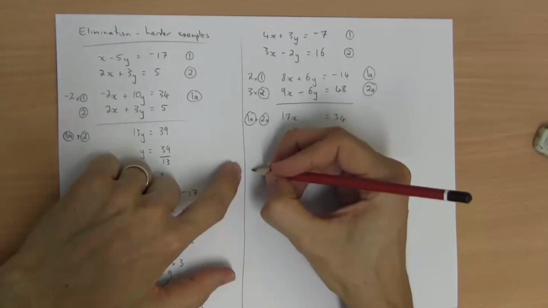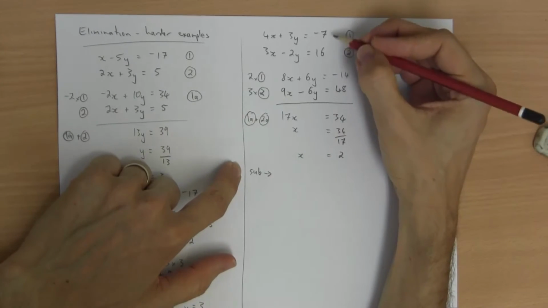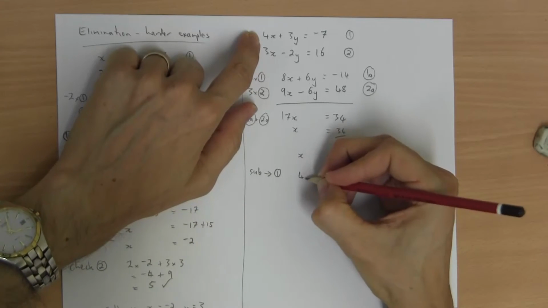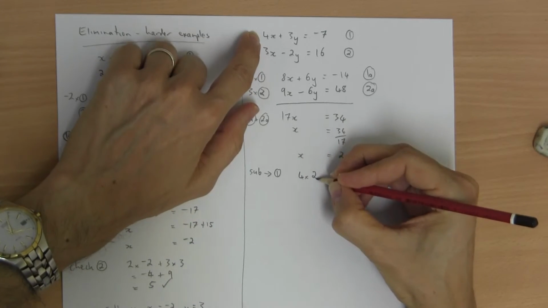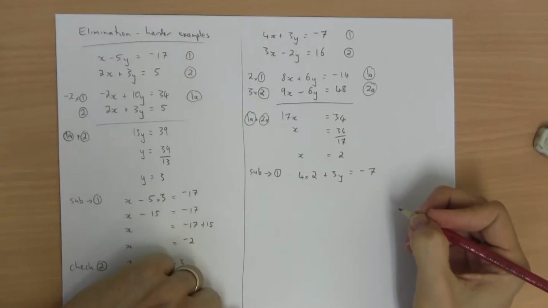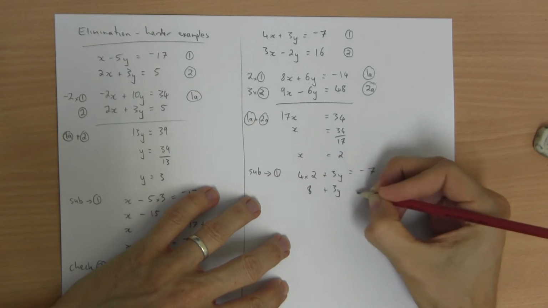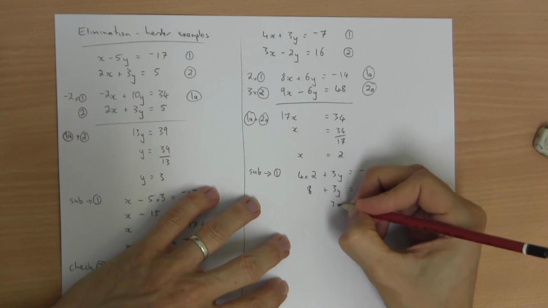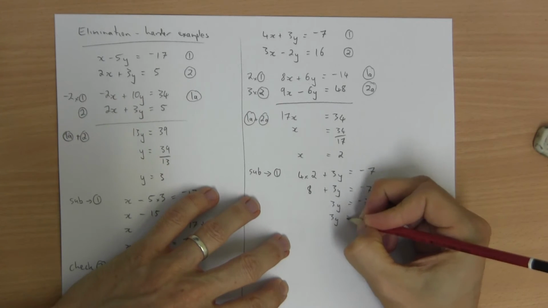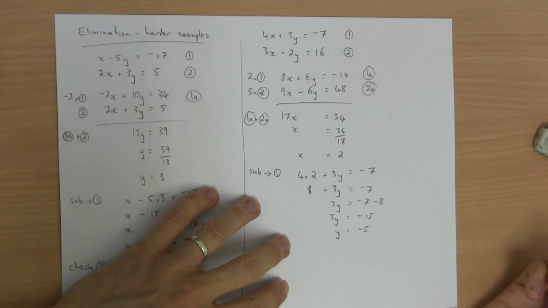Okay, substitute that into one of the equations. They're about the same, pick one. So 4 times x, which is 2, plus 3y is negative 7. 8 plus 3y is negative 7. 3y is negative 7, take away 8, which is negative 15. So y must be negative 5.